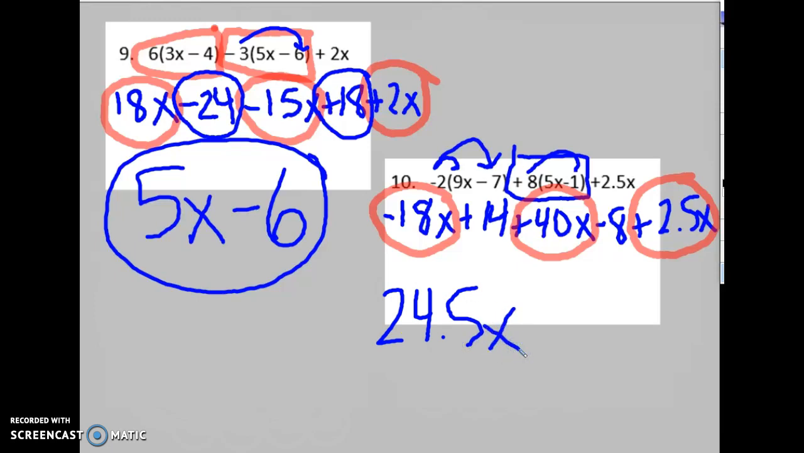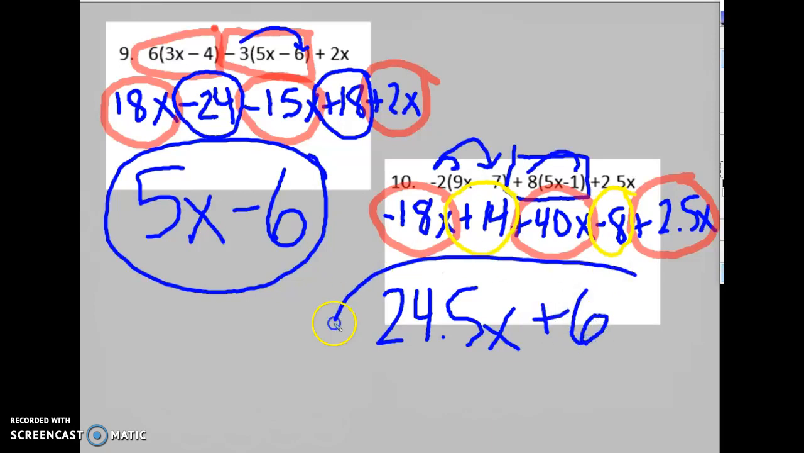24.5x. And then you also need to make sure that you combine those other terms that did not have the variable x, so that you add 14 with negative 8. So 14 plus negative 8, or 14 minus 8, would be a positive 6. So my final answer is 24.5x plus 6.